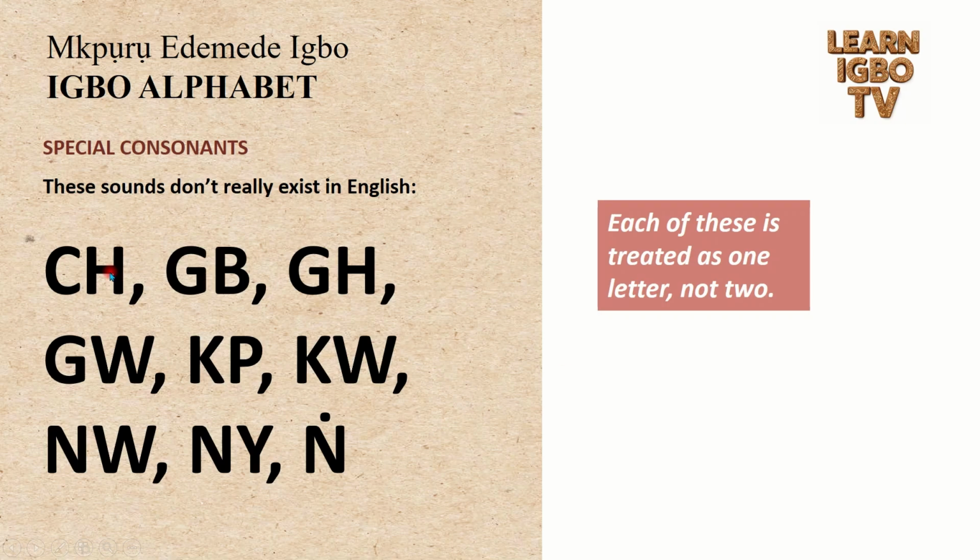We have special consonants in Igbo alphabets. Each of these is treated as one letter, not two. They are as follows: Chi, Gbe, Ye, Gwe, Be, Kwe, Nwe, Nye, Ye.